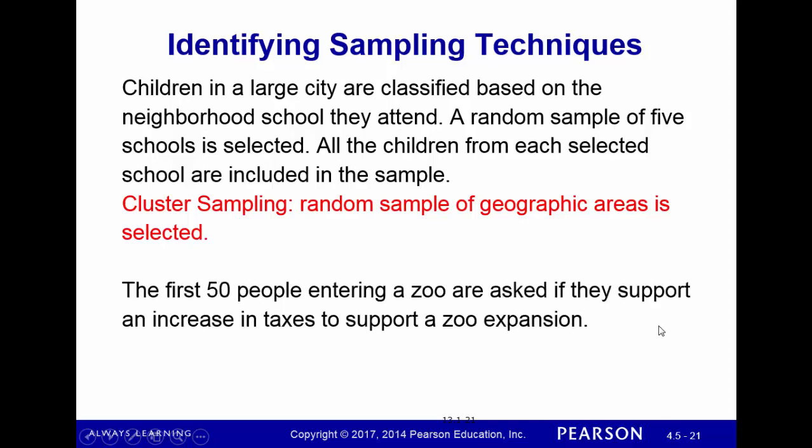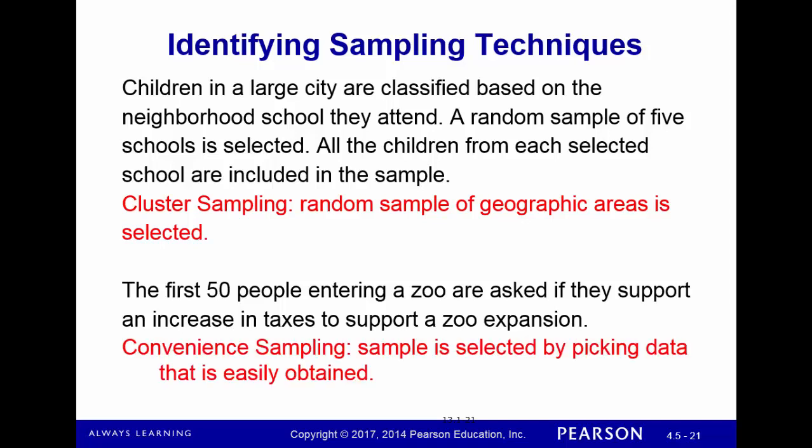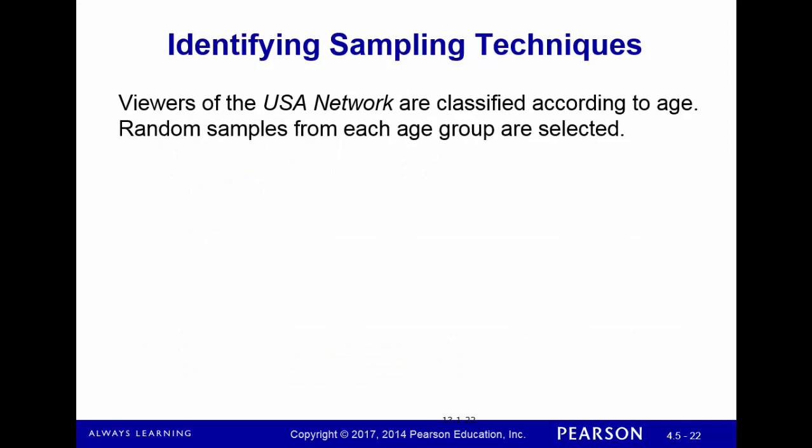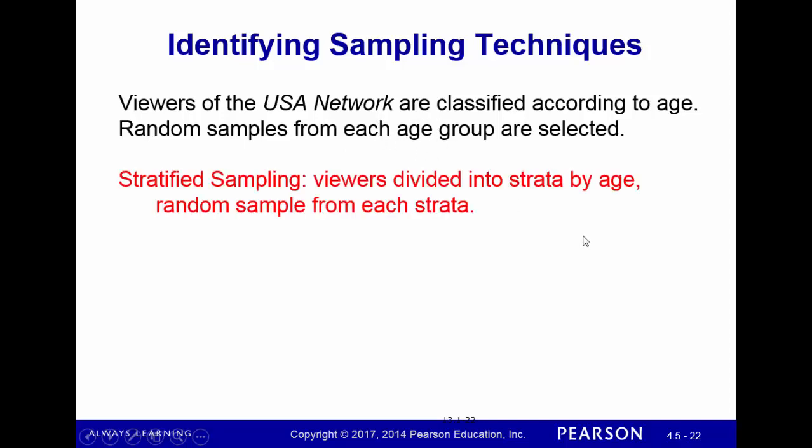The first 50 people entering a zoo are asked if they support an increase in taxes to support a zoo expansion. This would be convenience sampling. And finally, viewers of USA Today are classified according to age. Random samples from each age group are selected. There's the strata, the age groups, and so this is stratified sampling.